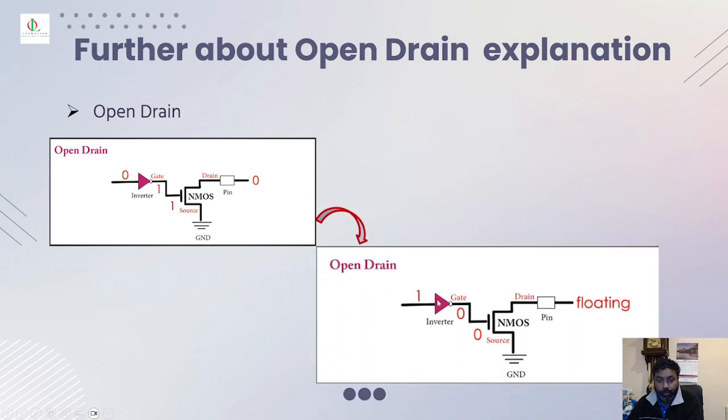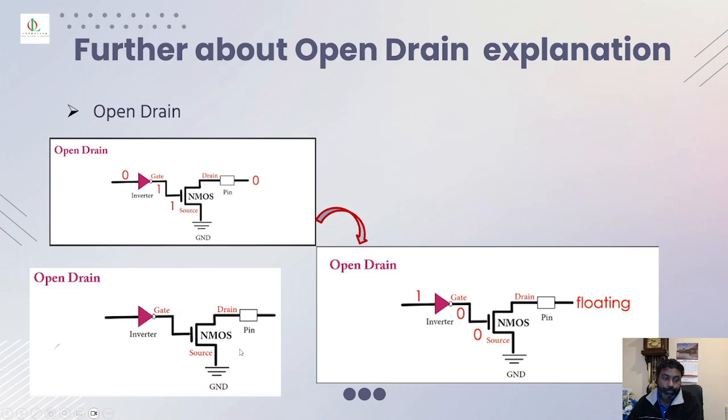Sending 1 via the gate, the NMOS reads as 0, and it goes to the pin, and it doesn't know whether it's a 1 or a 0, so therefore it's in a floating state. So these two are the outputs that you can get from open drain configuration, either ground or floating. For push-pull, you get either 1 or 0, those two states. For open drain, it's ground and floating.